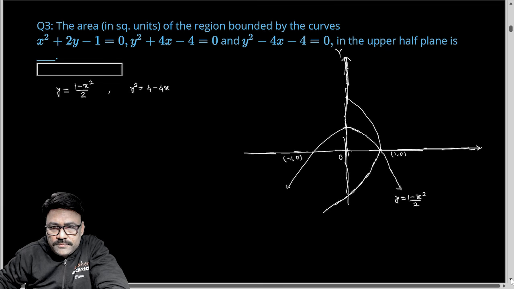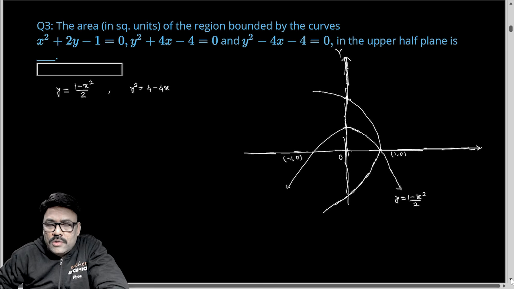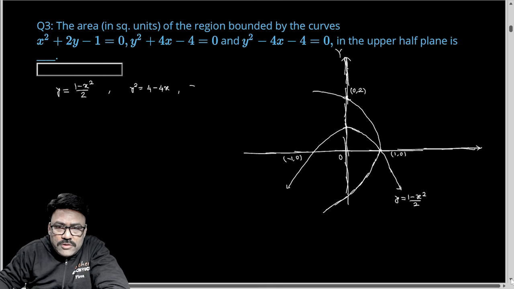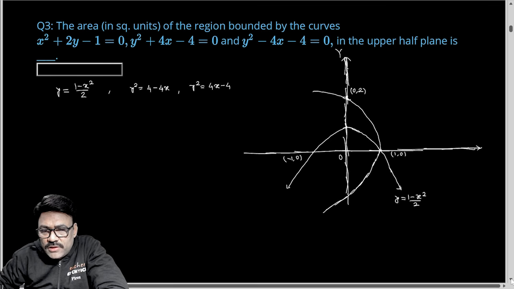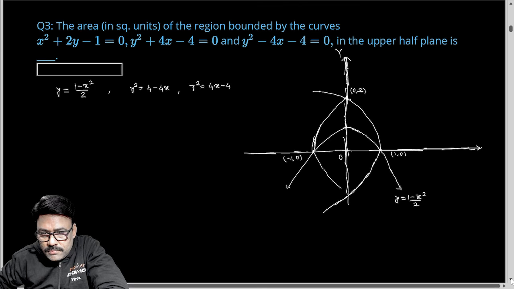This is the parabola. This point is 0 comma 2. And the third parabola, which is y square is equal to 4x minus 4, is a right open parabola having vertex at minus 1 comma 0 here. So this parabola will go like this. It will go like this.